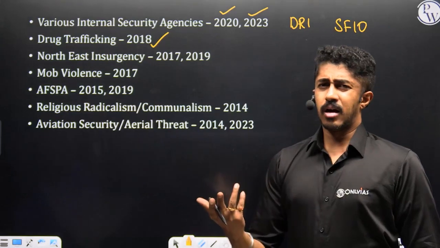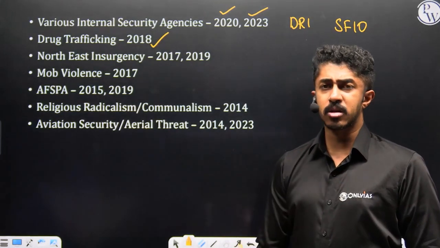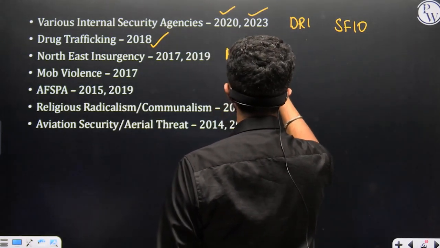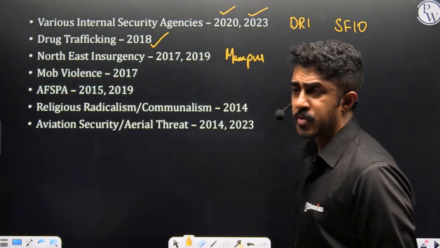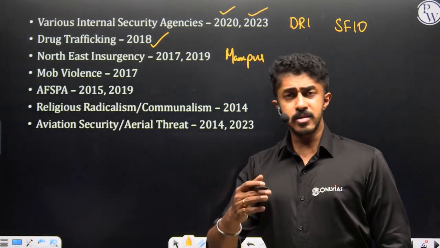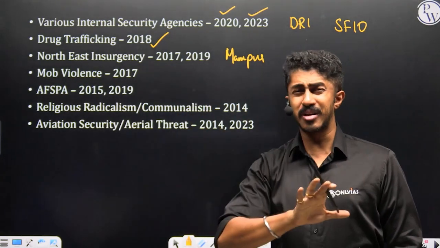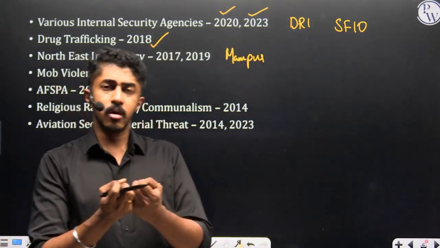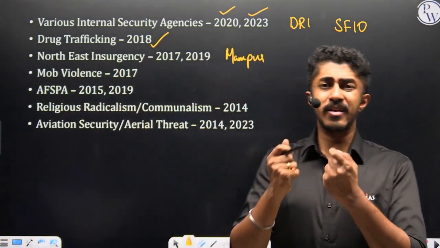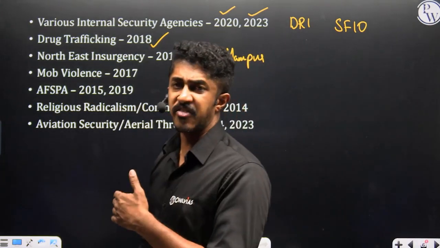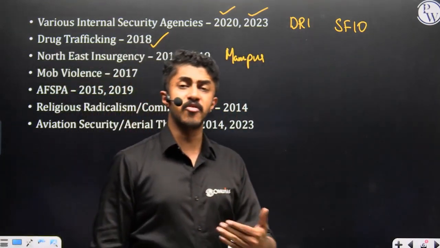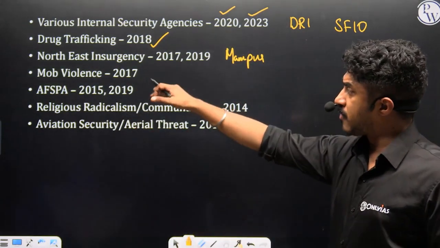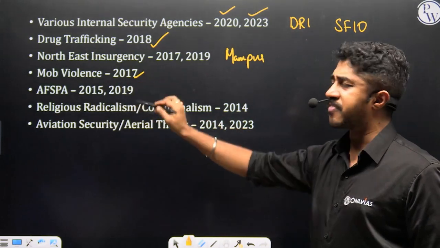So, obviously, insurgency is no more a major threat. But when it comes to Northeast, we know Manipur is still burning. The reason for the clashes between Meiteis and Kukis is very, very old. And we also know that even Manipur issue is not a new issue as such. It is more to do with a clash between two communities for the very limited resources that are available there in the form of land as well as in the form of opportunities like government jobs, colleges, etc. Mob violence was asked in 2017, AFSPA in 15 and 19.